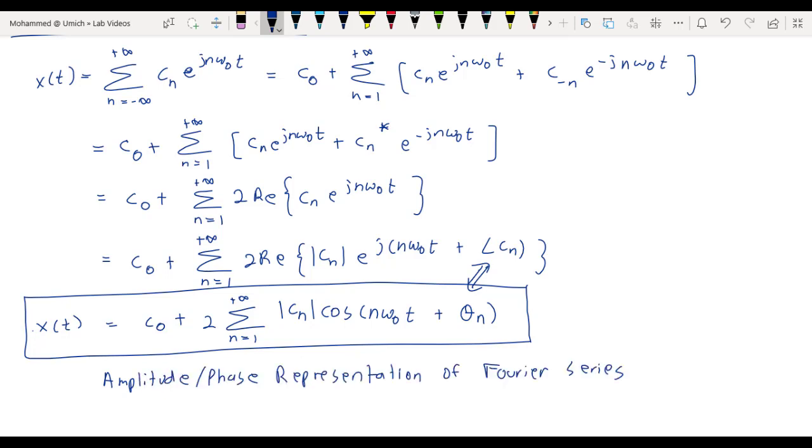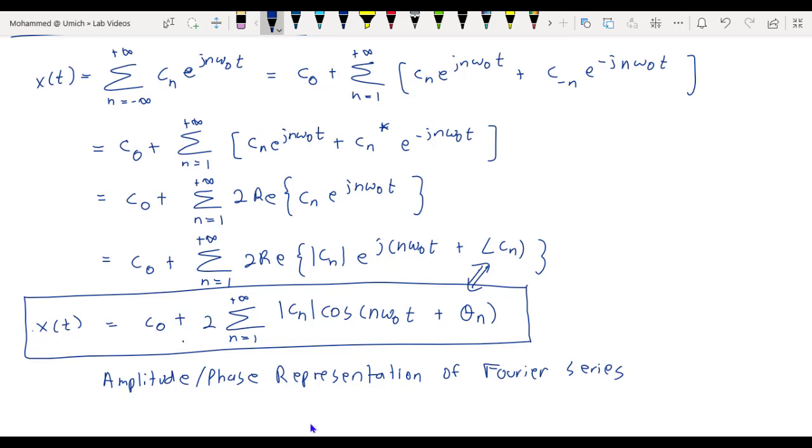So any real continuous time periodic signal that has a complex exponential Fourier series representation can be represented using the amplitude phase representation of the Fourier series, which, as you can see, only contains cosines of harmonic frequencies omega naught, 2 omega naught, 3 omega naught, all the way to infinity.